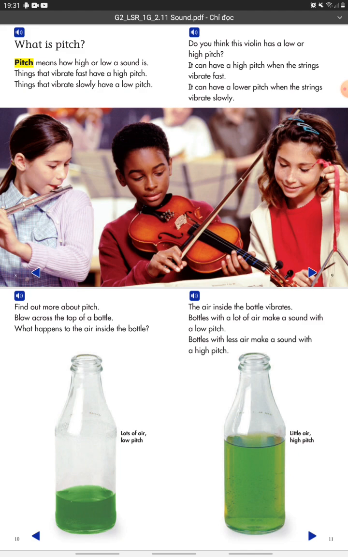So whenever you see a bottle filled with less water, you can understand it has a low pitch. But in the opposite, when you see a bottle filled with a lot of water, you can tell it is high pitched. The air inside the bottle vibrates. A bottle with a lot of air makes a sound with a low pitch. A bottle with less air makes a sound with a high pitch.